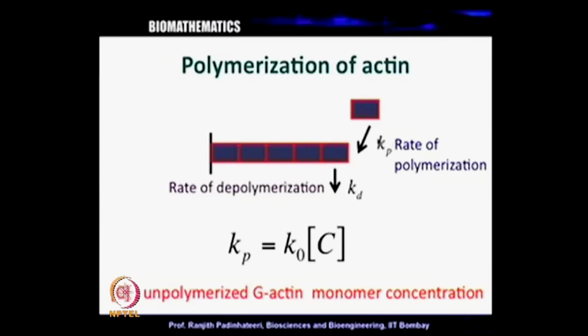for this polymerization to happen, all these G actin monomers have to come and bind here. So, it is clear that the more G actin monomers there are, the more likely they will bind, because there will be monomers all around. These monomers will come and hit this polymer and are likely to bind. So, the rate of binding is directly proportional to C, which is the concentration of unpolymerized G actin monomer in the solution.